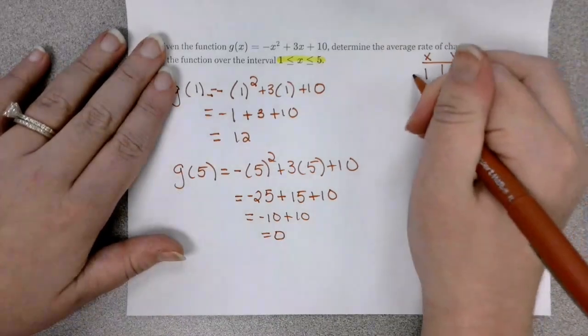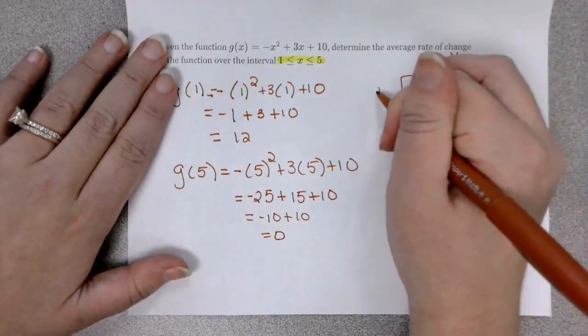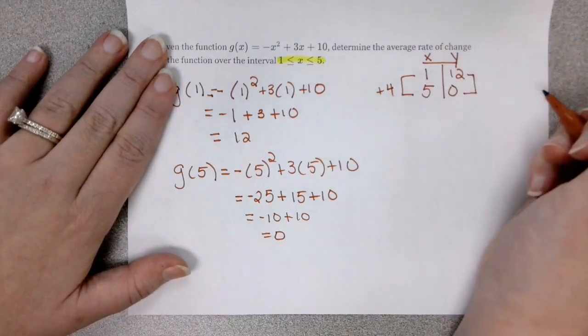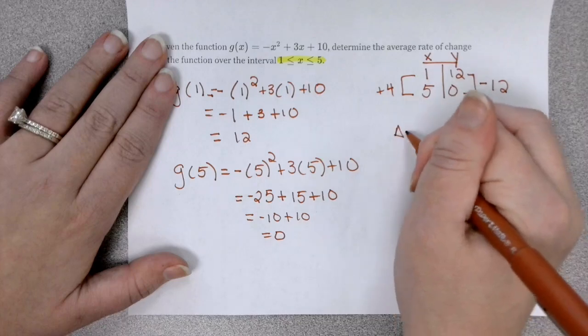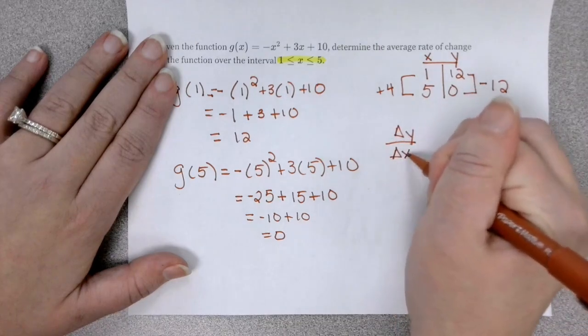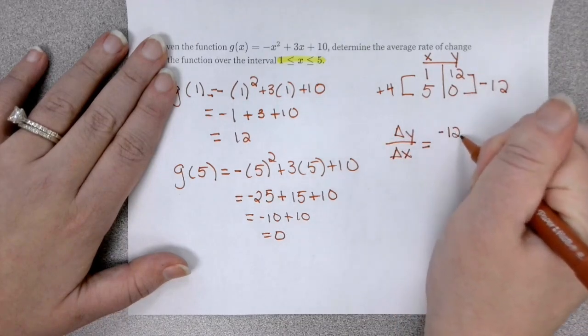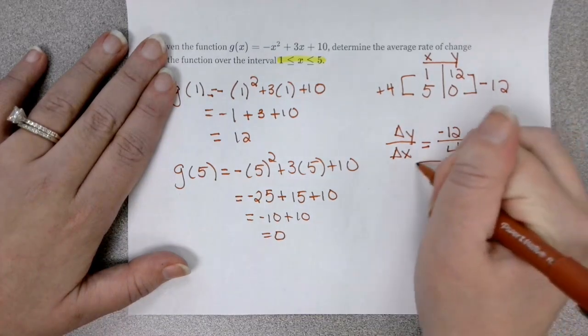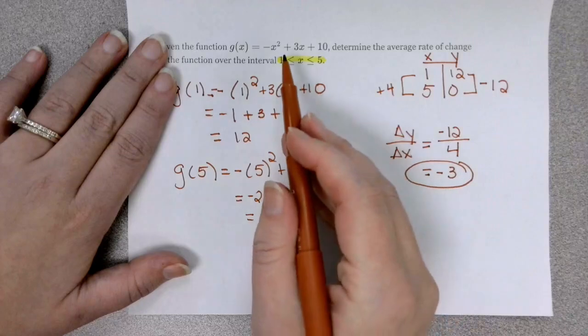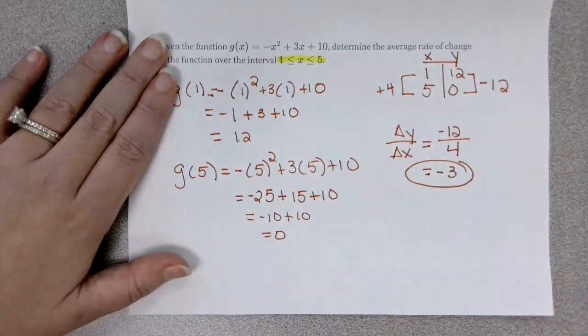We're going to do the same thing. How do you get from 1 to 5 on a number line? Add 4. 12 to 0. Subtract 12. So change in y over change in x is -12 over 4. -12 over 4 is -3. So my average rate of change on the interval 1 to 5 was -3.